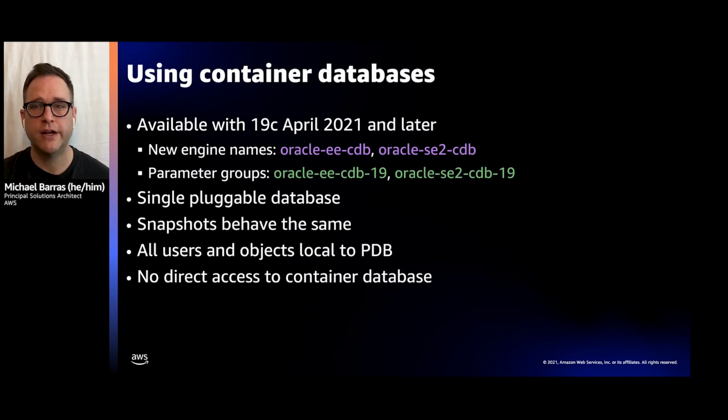A few things to know about using container databases. These are available in RDS beginning with the April 2021 release update of 19c. To distinguish them from non-container architecture, there's also new engine names. When using the command line or SDKs, you'll specify an engine name of oracle-ee-cdb or oracle-se2-cdb for Standard Edition. In the AWS console, you'll check Use Multi-Tenant Architecture when creating instances. Similarly, there are CDB-specific parameter group names starting with 19c.